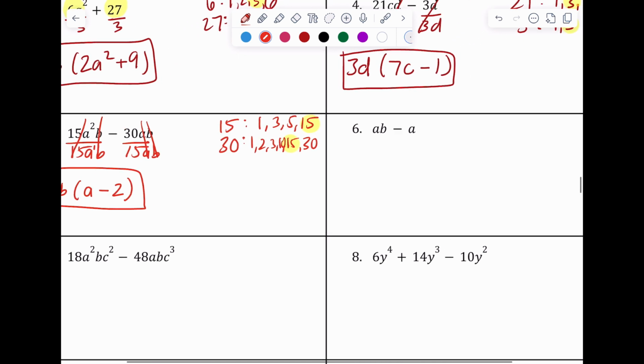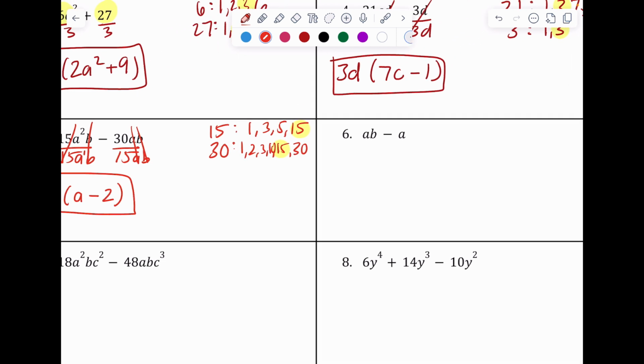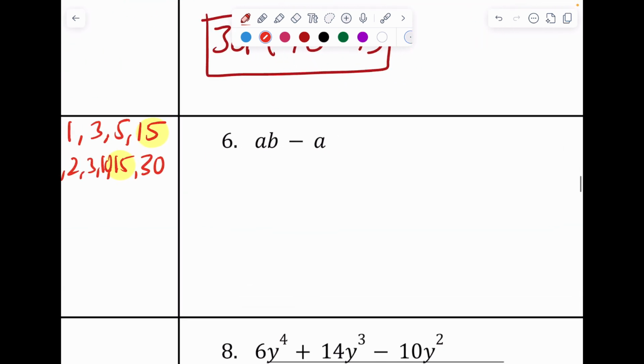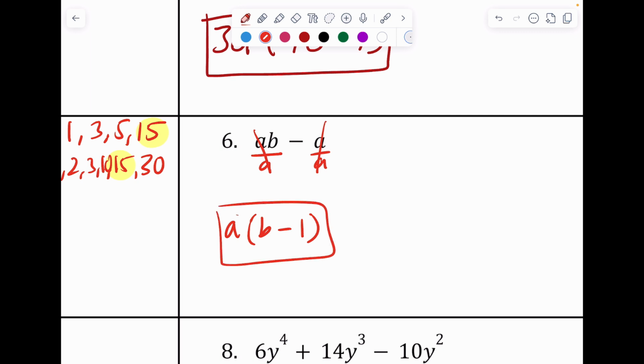Number 6. Okay, I have ab minus a. I want to think about what they have in common. They both have an a, so I can factor out an a. When I factor out a, I'm left with b minus what's a divided by a? 1. Okay, and again, you can check your work by distributing.